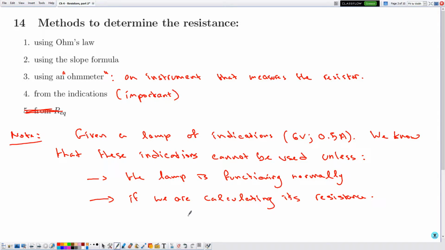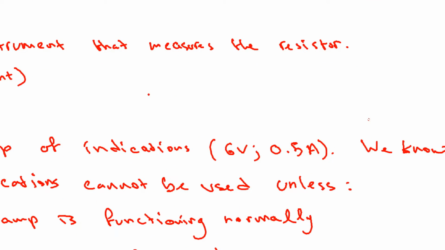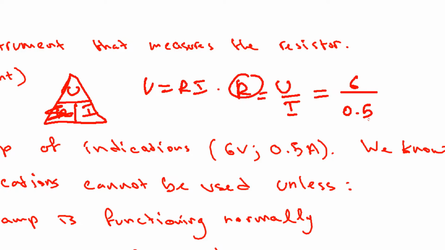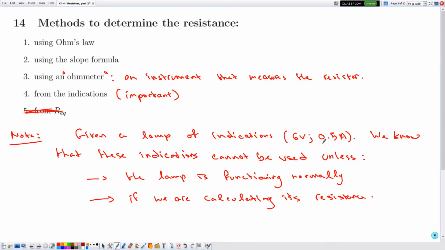So here, by applying Ohm's law, U is equal to RI, and constructing the triangle of this formula, U will be at the top, R and I at the bottom. Putting our hand over R, R will be given by U divided by I. Even though they didn't mention that the lamp L is functioning normally, we can use that U is equal to 6 and the current I is given by 0.5, because R is constant and is independent of the functioning of the lamp. So I repeat, we can use these indications in only two cases: if the lamp L is functioning normally or if we are calculating its resistance, as we shall see in this exercise.